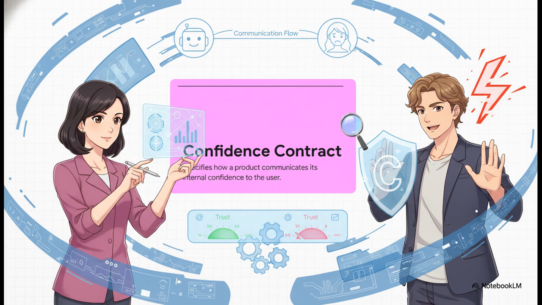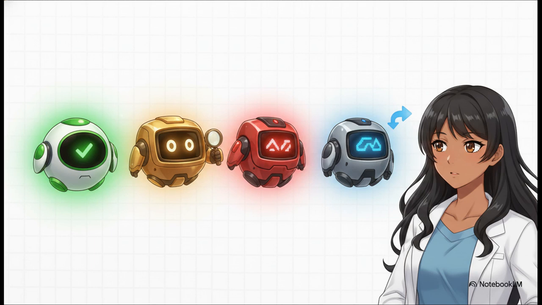The confidence and uncertainty communication contract is your defense here. It defines exactly how the product expresses its internal confidence levels to the user. The contract maps out 4 distinct states. First, high confidence. This means the output is clean, with absolutely no hedging language. Second, medium confidence. The product displays the output, but it's paired with a gentle verification prompt, signaling users to just double-check things. Third, low confidence.